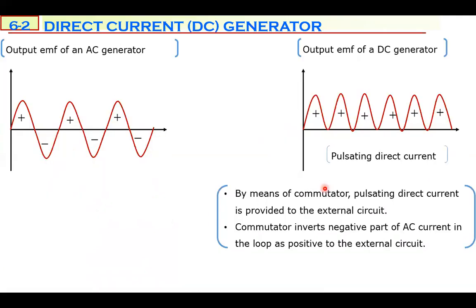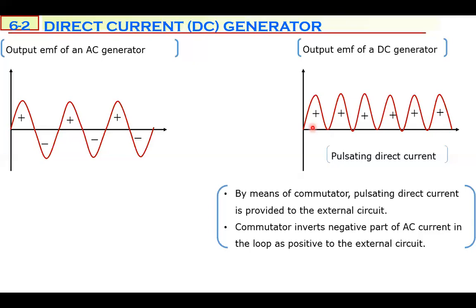But if we use a commutator instead of these two slip rings, one split slip ring, we change this negative end to positive. So this negative side becomes positive. It becomes positive, positive, positive, positive. This is one directional, always positive.